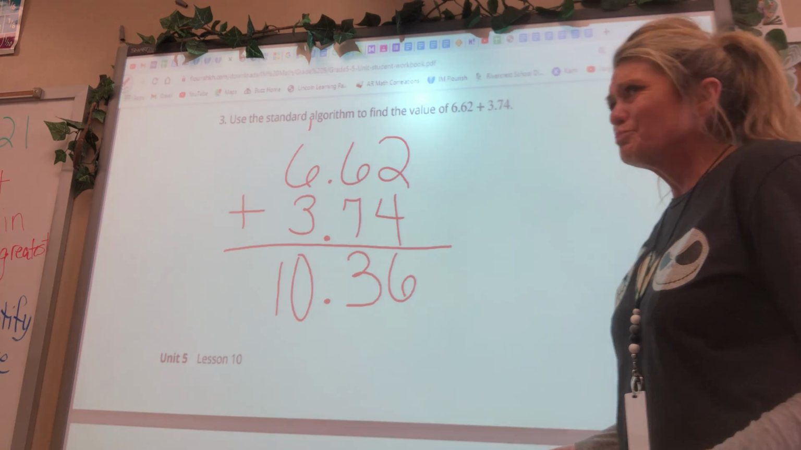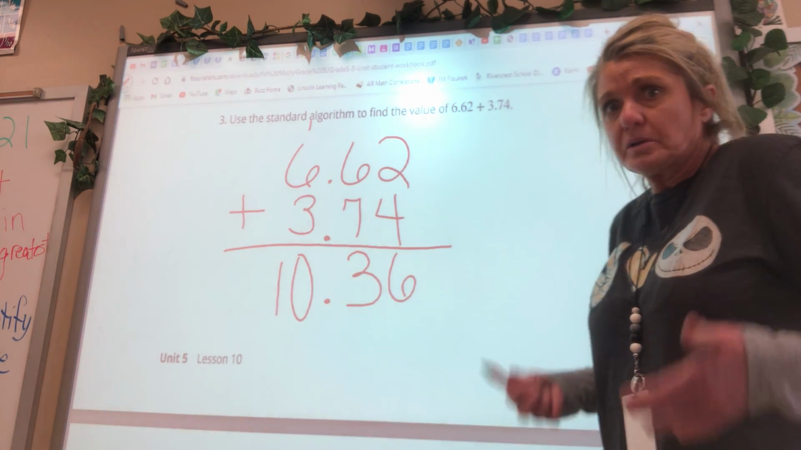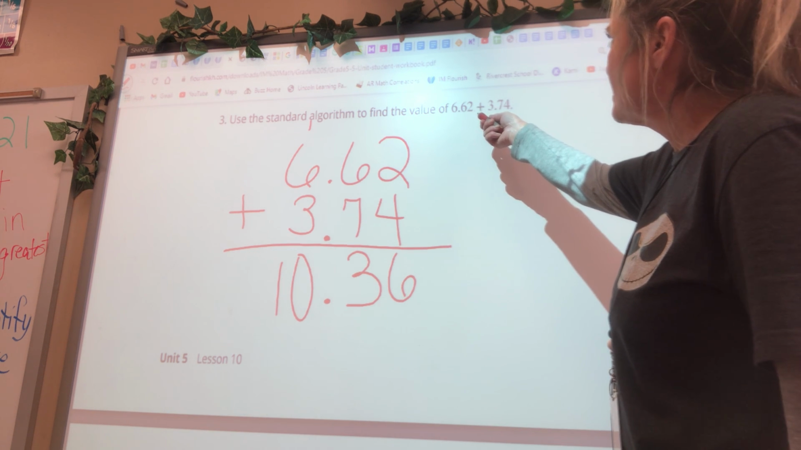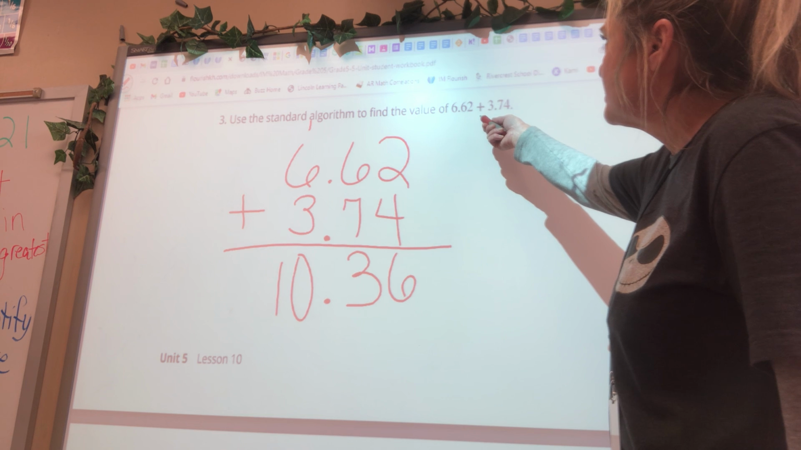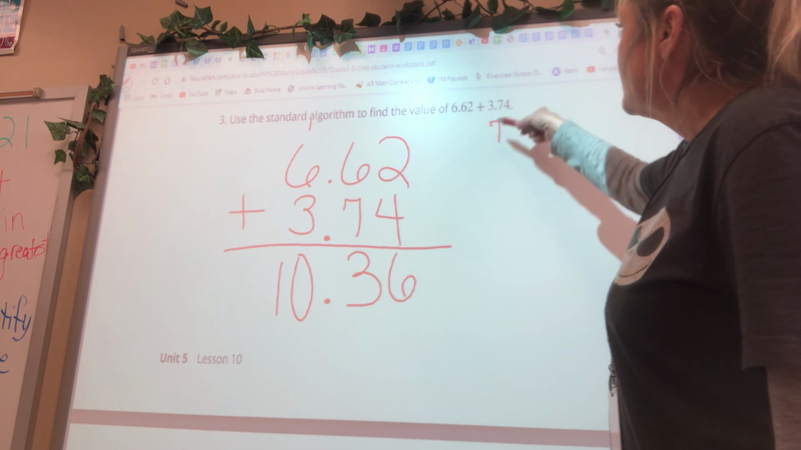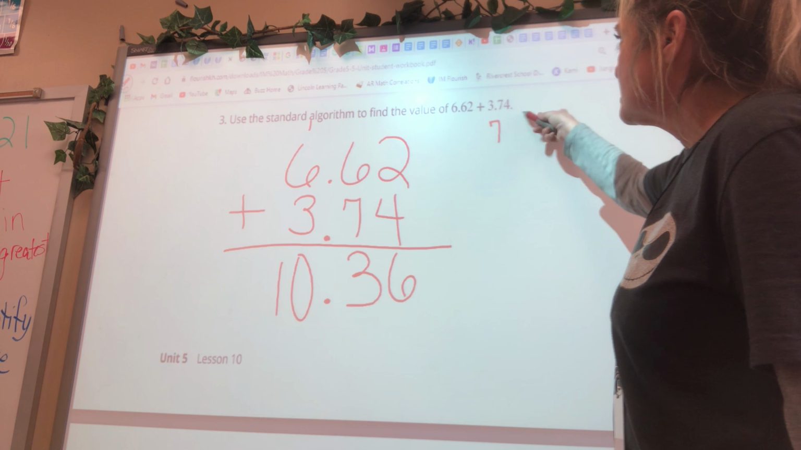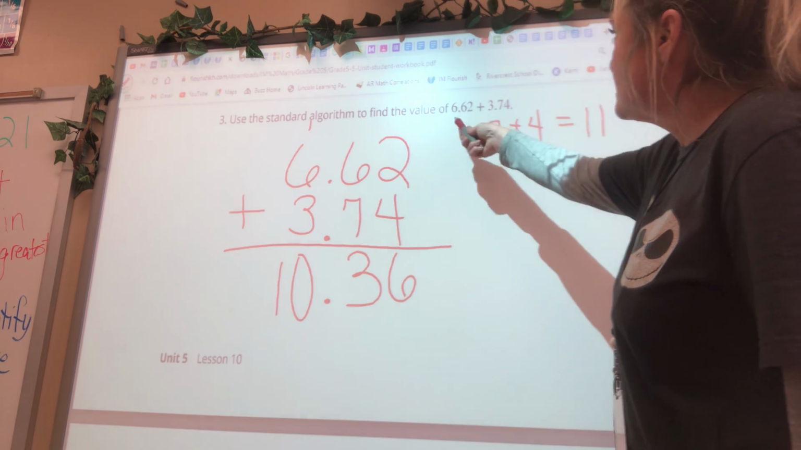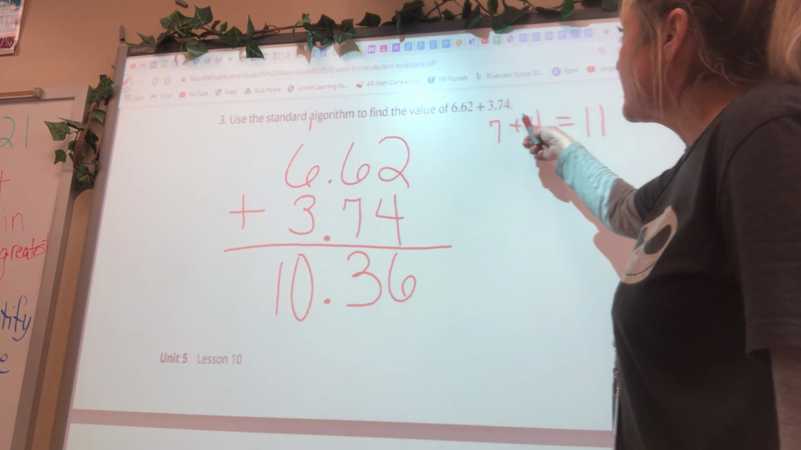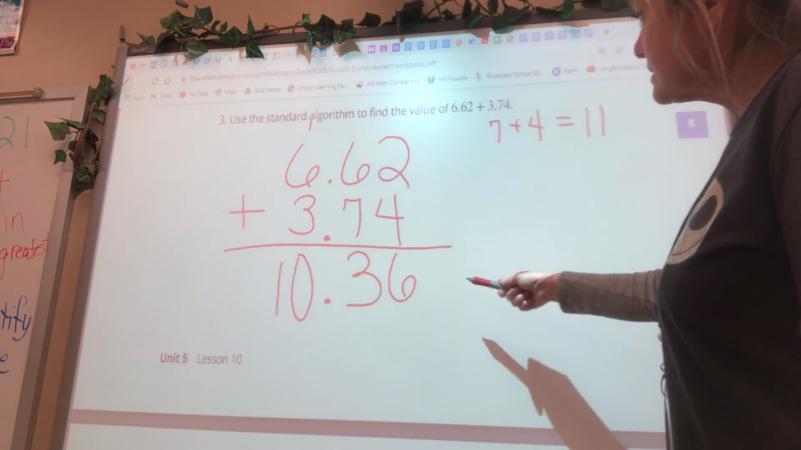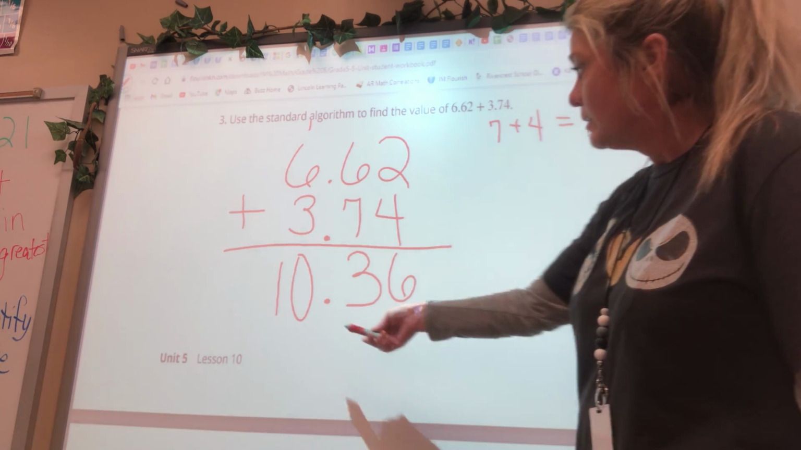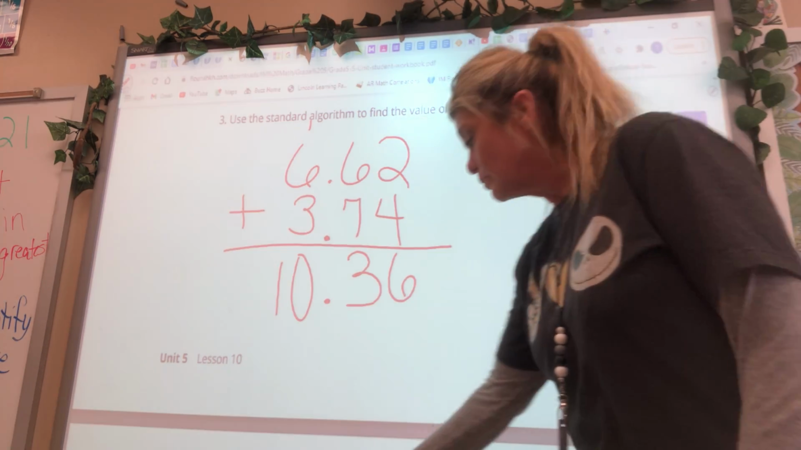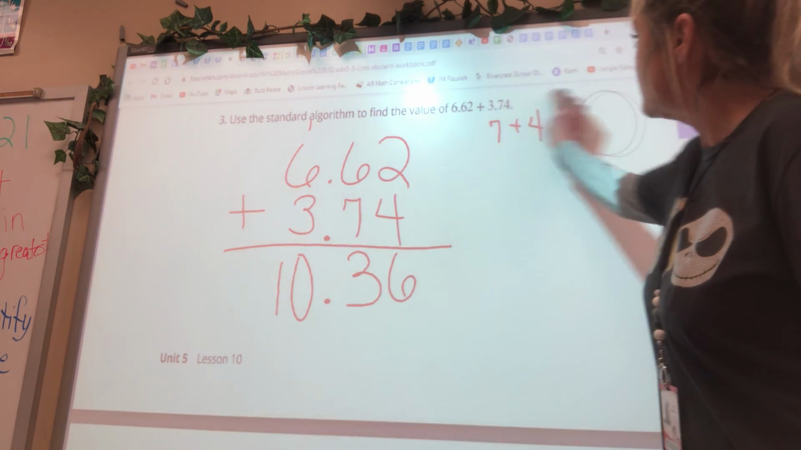Now, if you want to see if your number is reasonable, does it make sense? Well, let's just go up here and estimate. If I have $6.62, I have almost $7, don't I? If I have $3.74, I have just almost $4, and that would give me 11. So since this wasn't quite 7 and this wasn't quite 4, my answer makes sense, doesn't it? Because I got 11 when I estimated, and this is not quite 11, but it gives me enough to know that it's a reasonable answer. My answer makes sense.